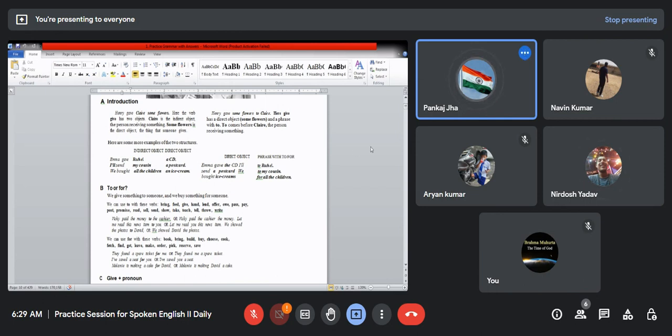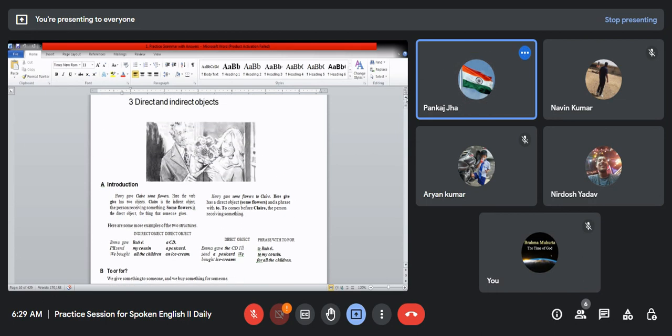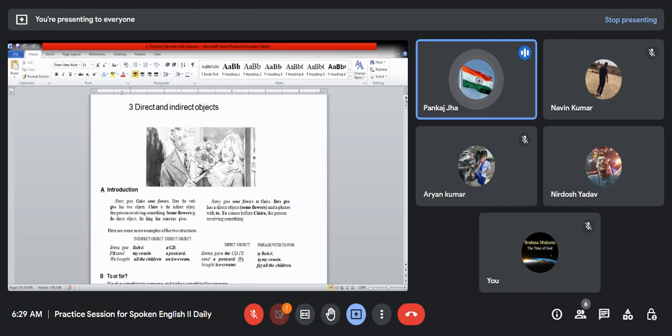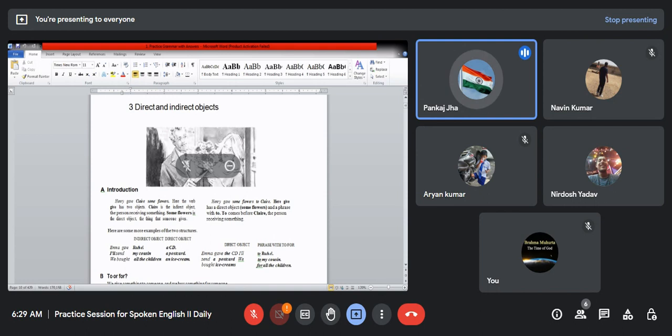Due to fewer members, we will only discuss small parts of grammar, like direct and indirect objects. Do you know objects? Yeah, I know a little bit. So can you read this? We are trying to become familiar with grammar also, Nirdos. Can you read this introduction? Direct and indirect objects.